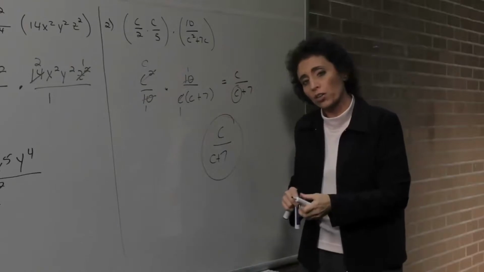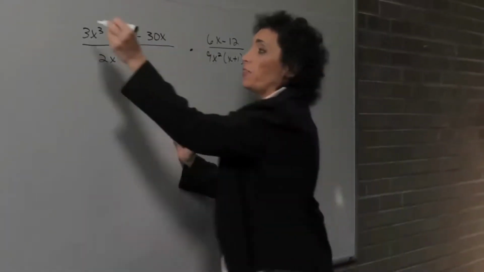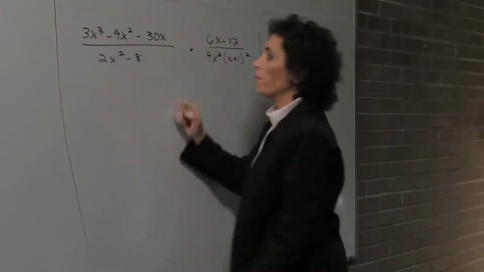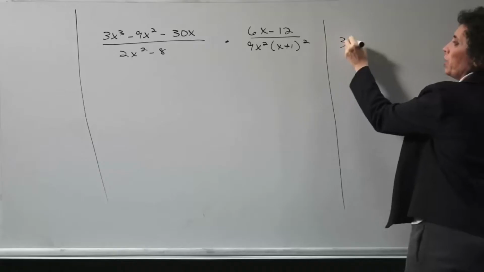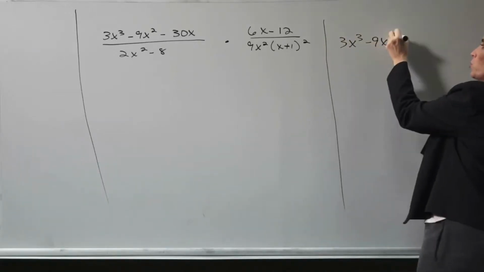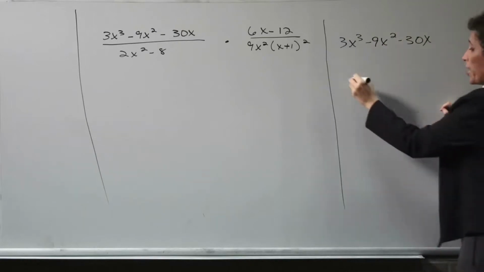We're going to do the third one in a second. Okay, let's see what you got. This was a big one. If you got this one, pat yourself on the back, because this was a biggie. Okay, I'm going to come here. I'm giving myself some room here. So I'm going to take the big one, 3x cubed minus 9x squared minus 30x, put it here. Factor out a 3x.